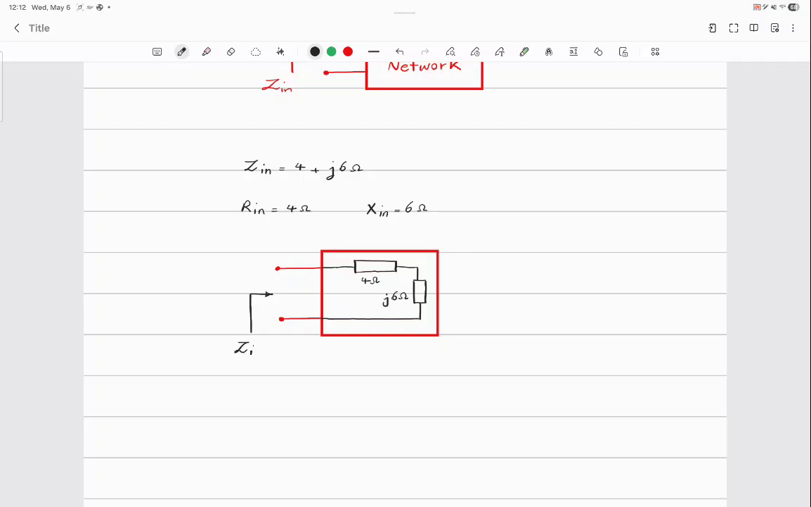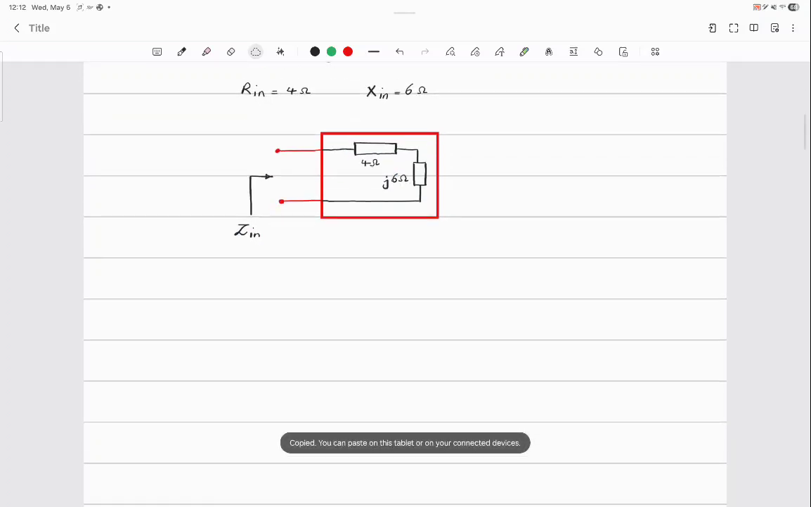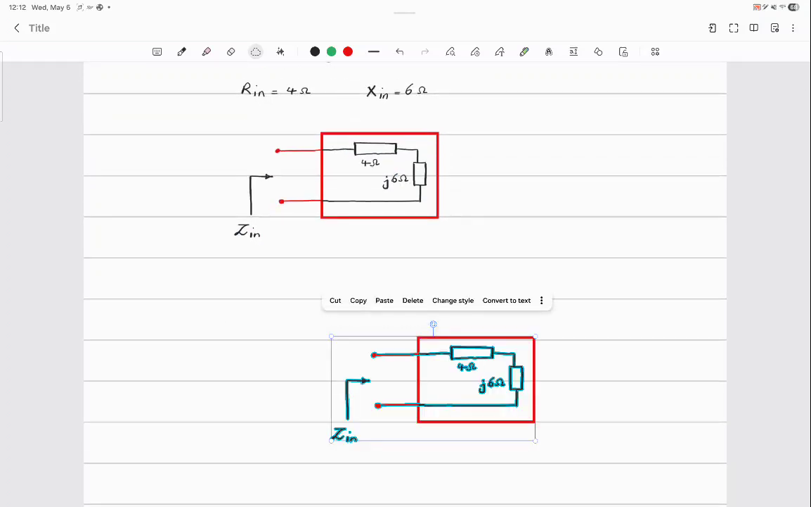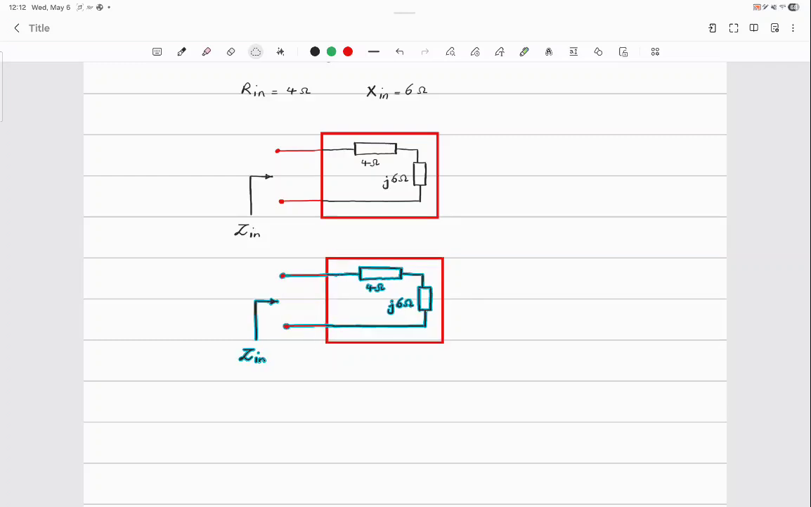Now, when a block, a component is 4 ohm, what does it mean? It's just a resistor. So I'm going to remove this block and put it as a resistor. How about j6 ohm? Can it be a capacitor?